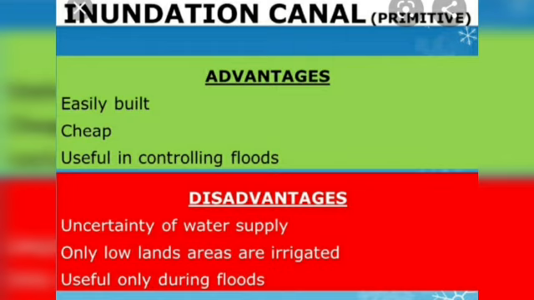So what are the advantages and the disadvantages? The advantage is that inundation canals are easy and cheap to build, and helpful while controlling floods. Disadvantages: there is uncertainty of the water supply. It is used only during the time of the flood, and only the lowland areas are irrigated by it.